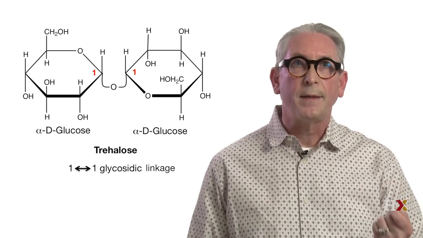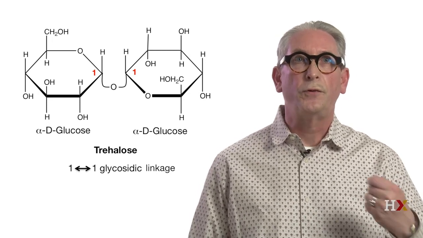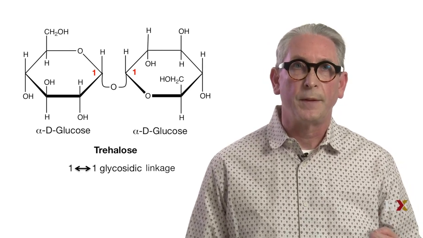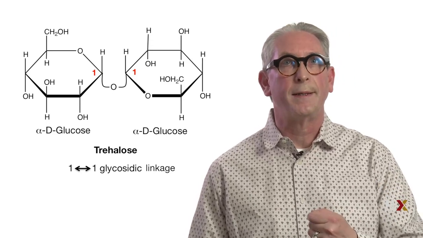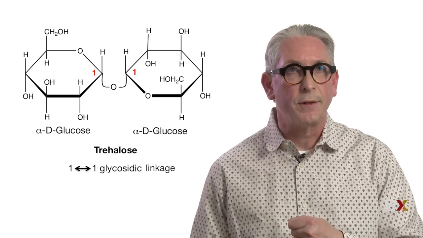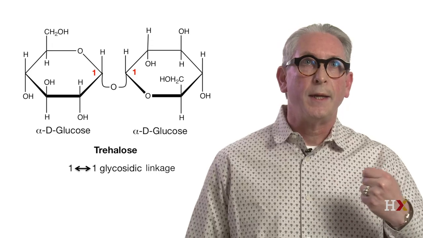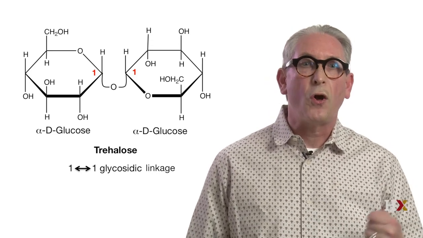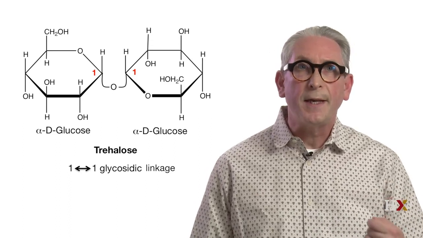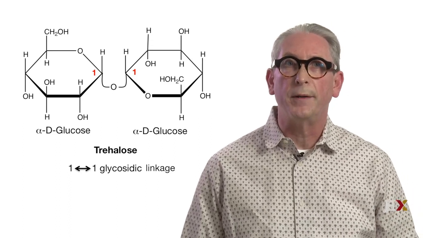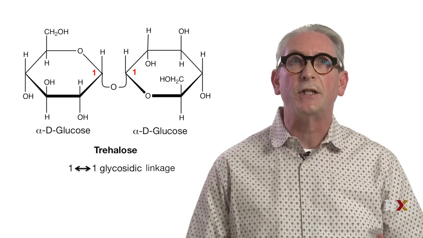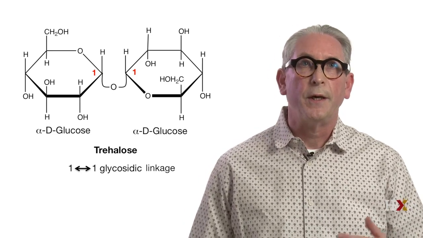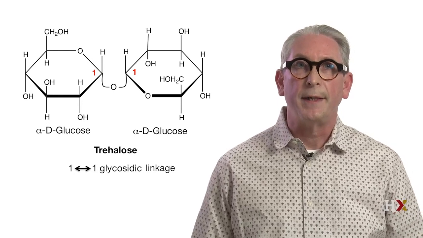The carbon 1 of two alpha-D-glucose can react with each other to form a 1,1 glycosidic linkage. And the disaccharide that results from this linkage is called trehalose. In this case, because the two reducing carbons of the glucose units are engaged in this glycosidic linkage, the disaccharide is non-reducing.